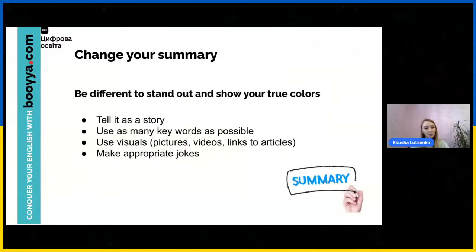Well, first of all, you need to change or create your summary, and it should be different from all other summaries on LinkedIn to stand out and show your true colors. By true colors, I mean both your professionalism and your personality. It's a good idea to include your personality features or traits in the summary, though it shouldn't be the biggest part of your summary. So, to create a catchy summary, you should become a storyteller.